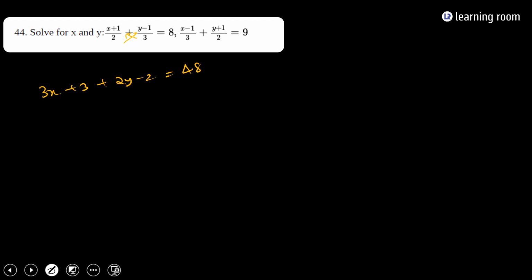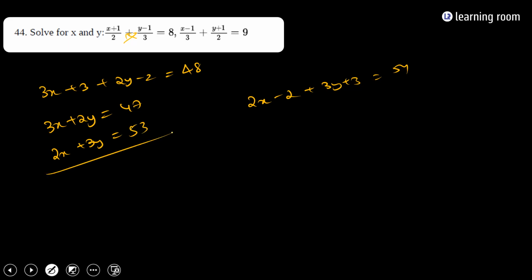But when you're writing an exam, don't skip the steps. I'm doing it only for the sake of time. So 3x plus 2y is equal to 47. Similarly, 2x minus 2 plus 3y plus 3 is equal to 9 into 6, which is 54. 2x plus 3y is equal to 53. 53, sorry.